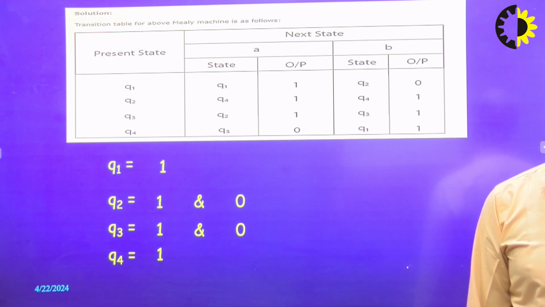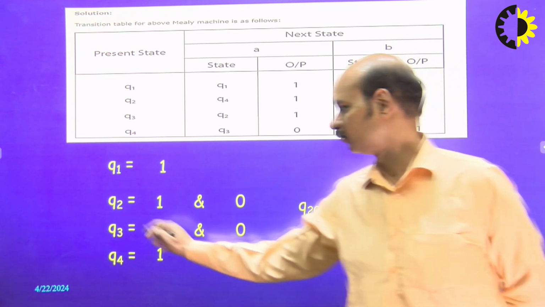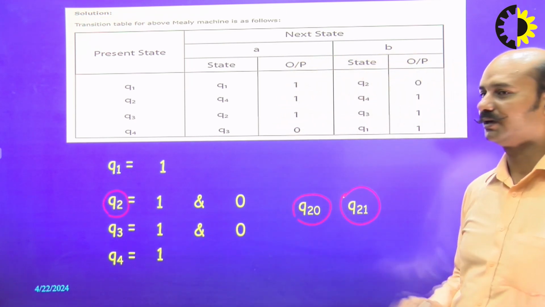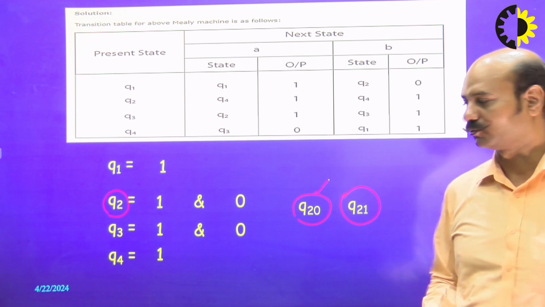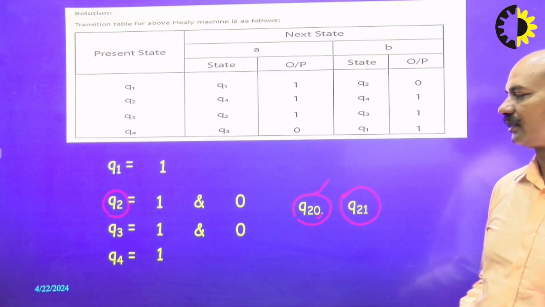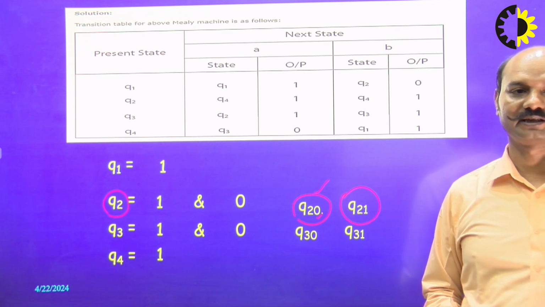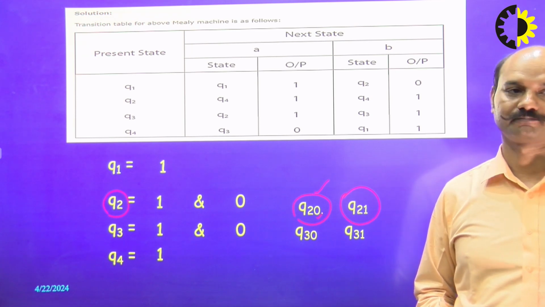So in a Moore machine, the state directly represents the output. Output is directly a function of the state only. So we convert this state Q2 into two different states, that is Q2 0 and Q2 1. Q2 0 produces output 0. So we associate the output symbol with the state name, that is this is the Q2 1, and similarly for Q3. We convert Q3 into two different states, Q3 0, which has the output 0, and Q3 1, which has the output 1.